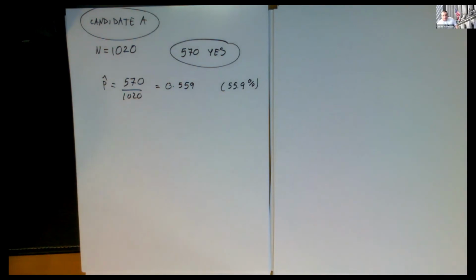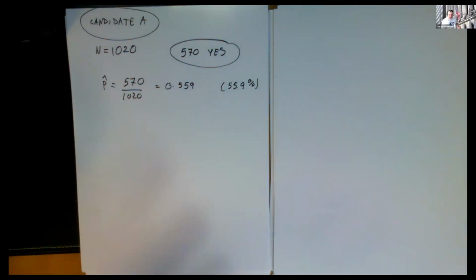Well, that's looking good for candidate A, isn't it? Majority of people are going to vote for him. In fact, to get elected, don't you just need 50% plus one more person? That's how you get elected, right? Half the vote plus one. That will get you elected in a two-horse race.